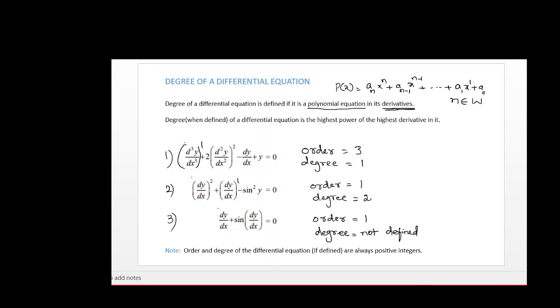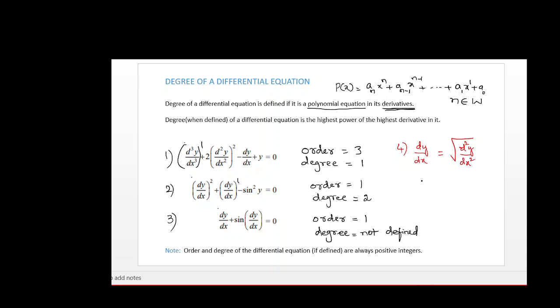So let me explain one more example over here so that the topic will be more clear. For example, if I have dy/dx equal to the square root of d^2y/dx^2. Now, is it a polynomial first of all? Are the derivative powers positive here in this case? Here it is positive, but here the power is 1/2, which is not a whole number.